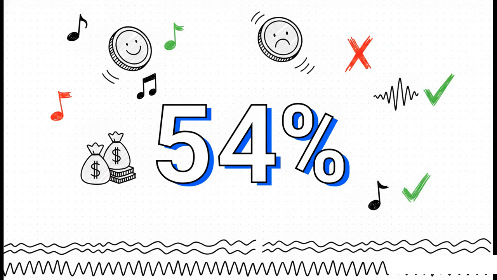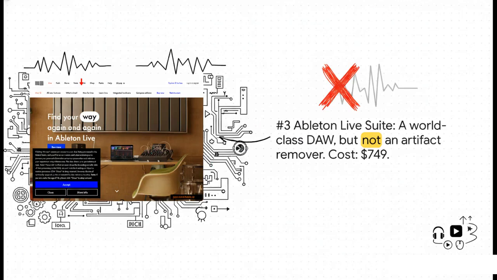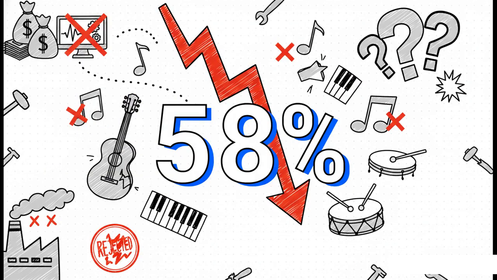The pattern continues. Coming in at number 3 is the beast itself, Ableton Live Suite. This is a top-tier, world-class professional DAW, and it has a price tag to match at almost $750. It is an incredible tool for making music, but let's be super clear. It was never, ever designed to be an AI fingerprint remover. And the numbers just prove it.